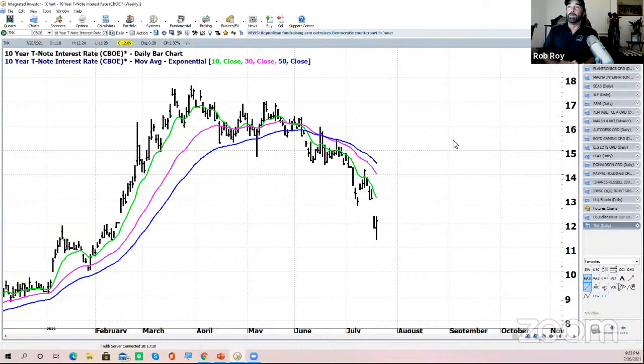But everybody seems to think that the economy is going to surprise to the upside. Growth is going to be great. That's what the talking heads are saying. I hope it is. I hope it works out that way.